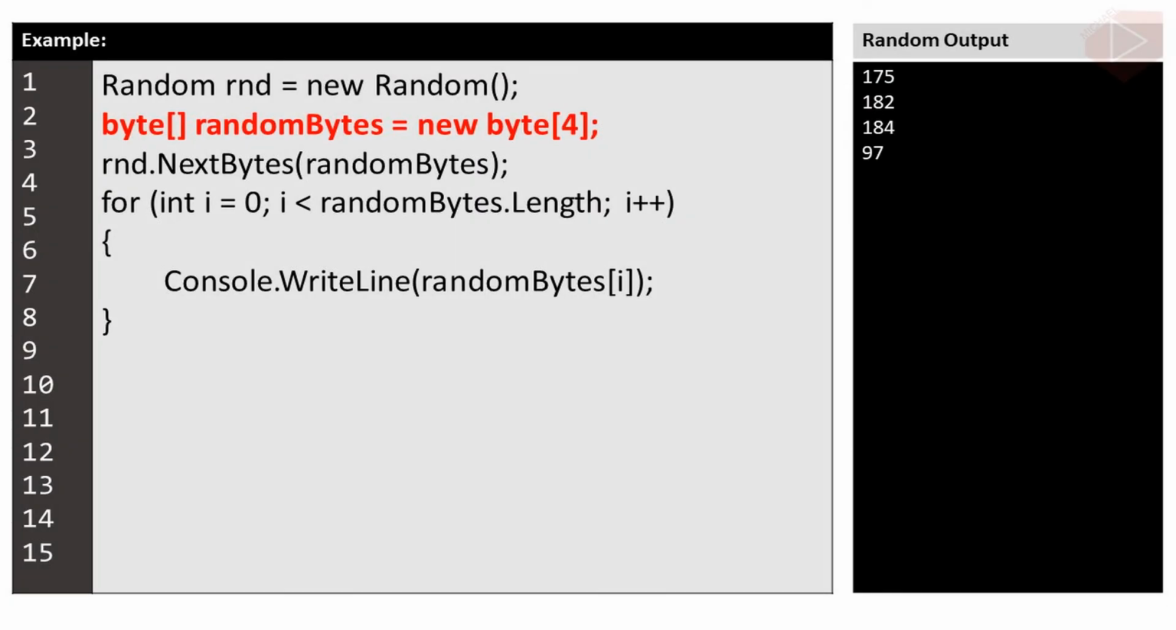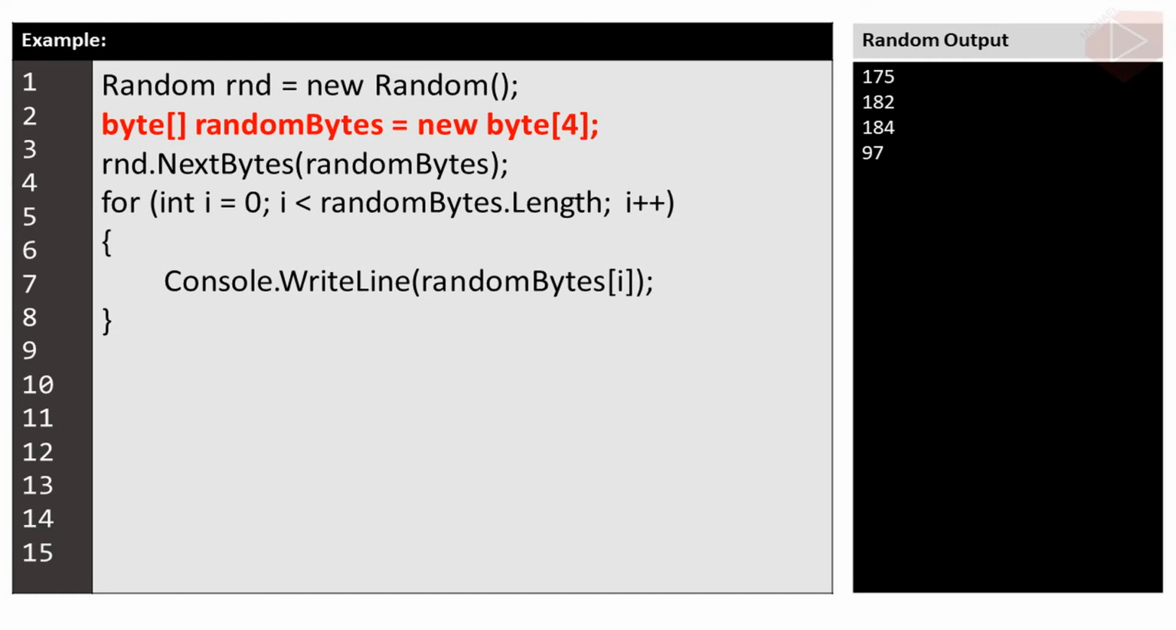The last method is NextBytes, which generates a series of byte values. The returned values of the method must be passed to an array of byte type. So what is an array? An array is a data structure which can store a fixed size collection of elements of the same data type. An array is used to store a collection of data, but it is often more useful to think of an array as a collection of variables of the same type. I will be discussing the array in detail in a separate video lesson.